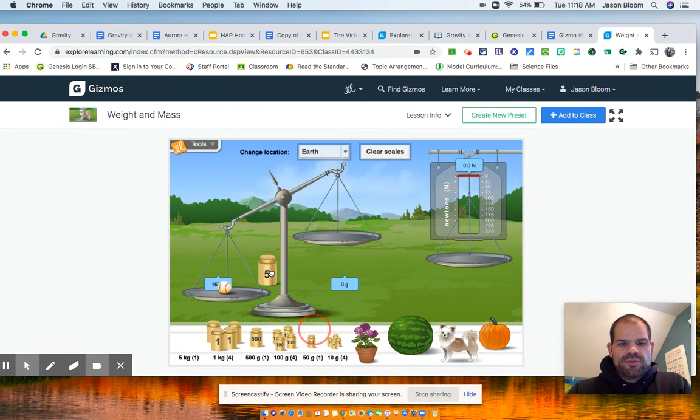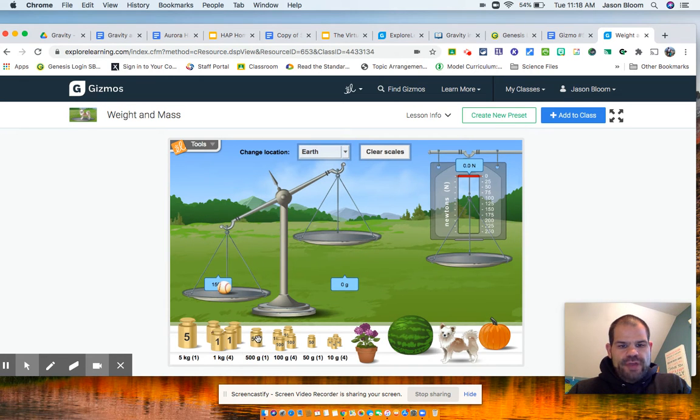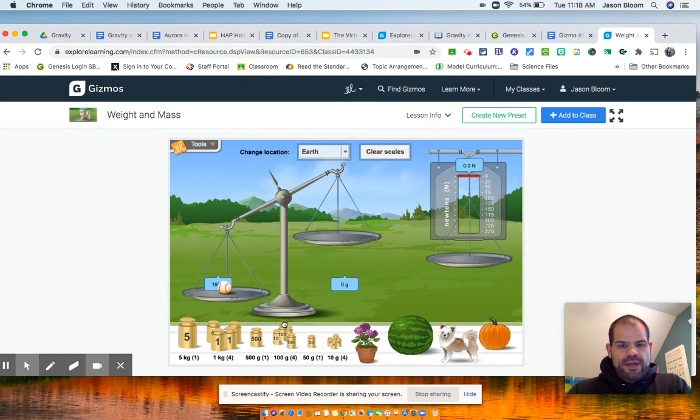So you'll have to kind of troubleshoot. If I take this 5 kilogram, that's too much. So I got to get rid of that. I could try a 1 kilogram, still too much. I could try a 500 gram, still too much. Let me try 100. Oh, we're making some progress. Maybe try another 100. Too much. So take one away. Try a 50 gram.